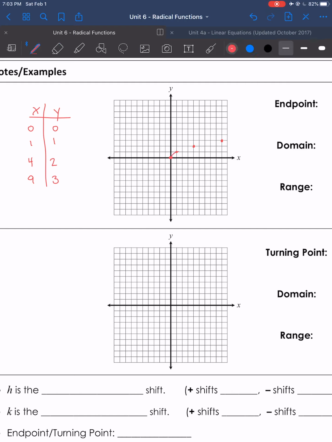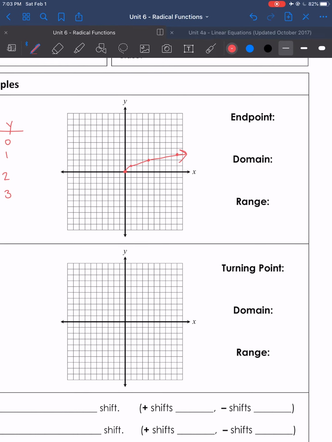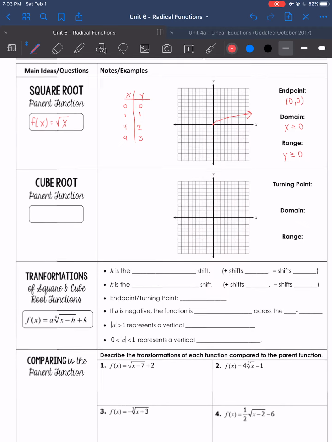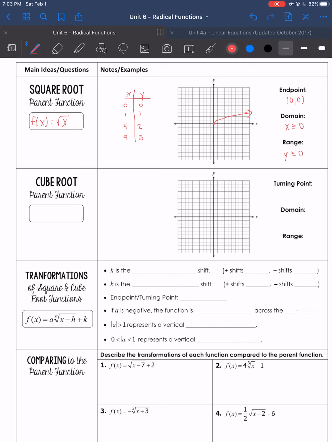If we connect our points here, that would be my parent function. My endpoint would be 0, 0. My domain would be x is greater than or equal to 0. And my range would be y is greater than or equal to 0. So that's the square root parent function.